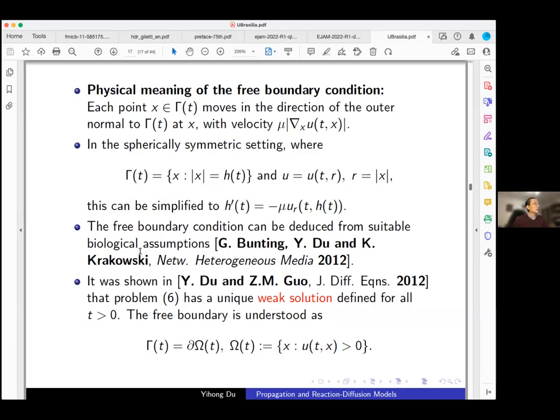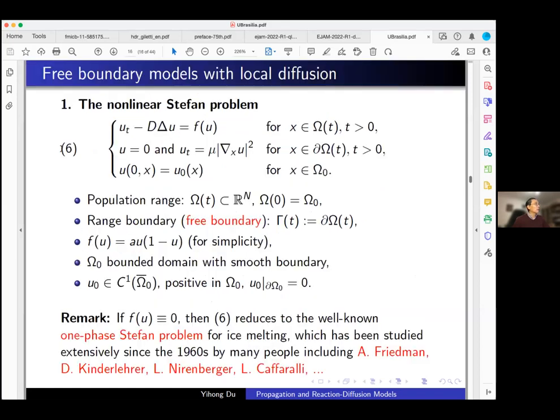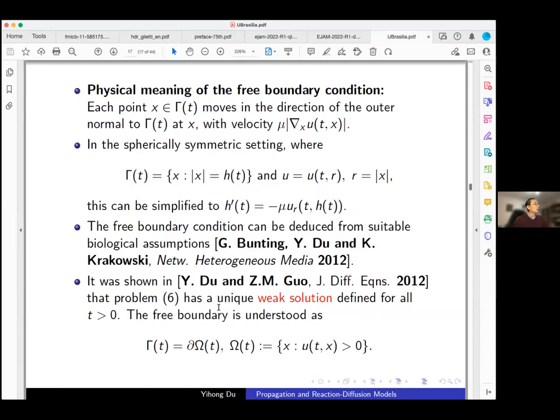But is this assumption reasonable? We believe it's reasonable. However, there's no biological rule to say this assumption is correct. So this is just based on a reasonable assumption. It's not a law. Anyway, coming back to problem 6, the free boundary problem, this is joint work with Professor Zhengming Guo from Henan Normal University. We can show that the problem always has a weak solution.